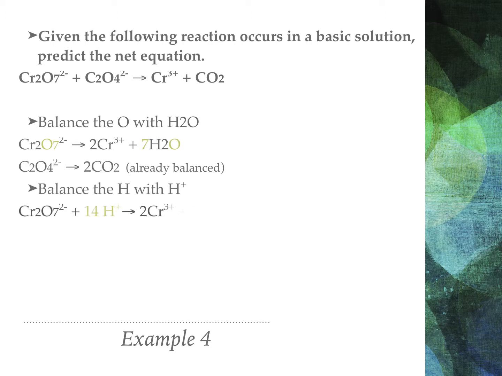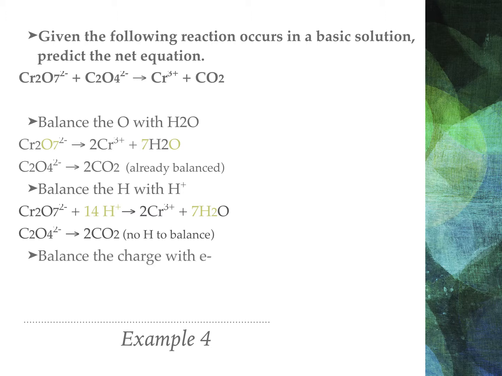Next, we proceed to balance the hydrogen atoms with hydrogen ions. Since we added 7 molecules of water to the right side on the first half reaction, we must balance the equation by adding 14 hydrogen ions to the left side. Then we balance the charge with electrons. Notice the two half reactions have electrons on opposite sides. One should be oxidation and one should be reduction.